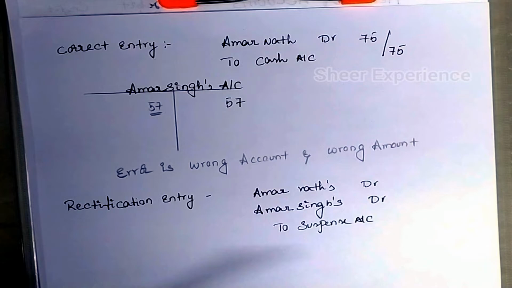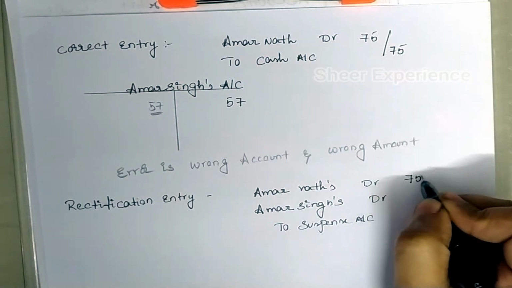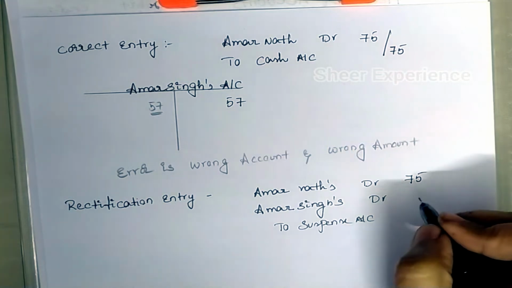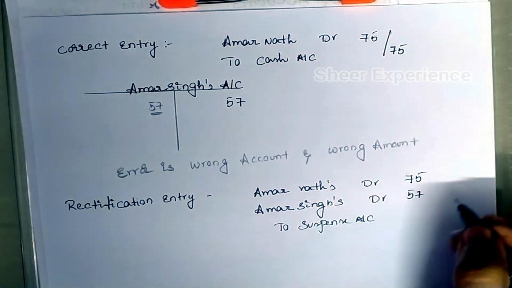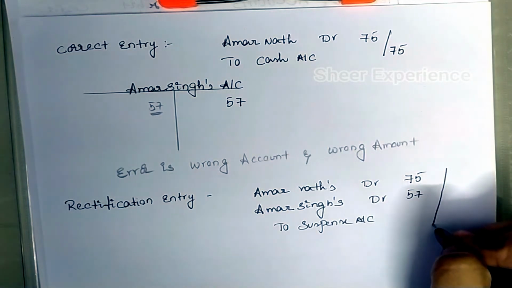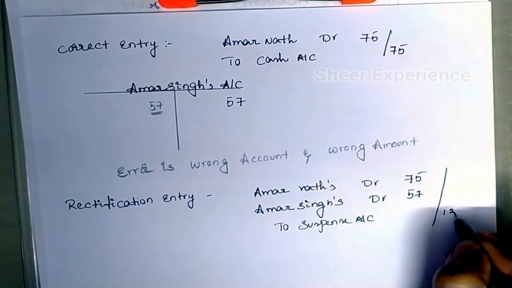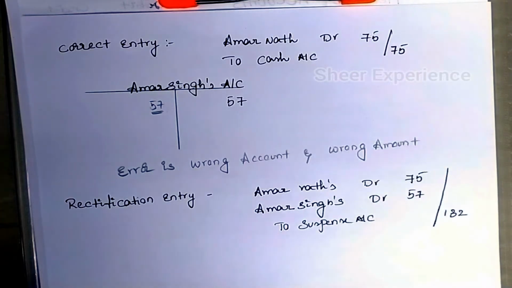Now we will update the amounts. For Amarnath, correct amount is 75. For Amar Singh's amount is 57, which is the wrong amount, and for suspense account it is 132. This rectification entry is the solution.